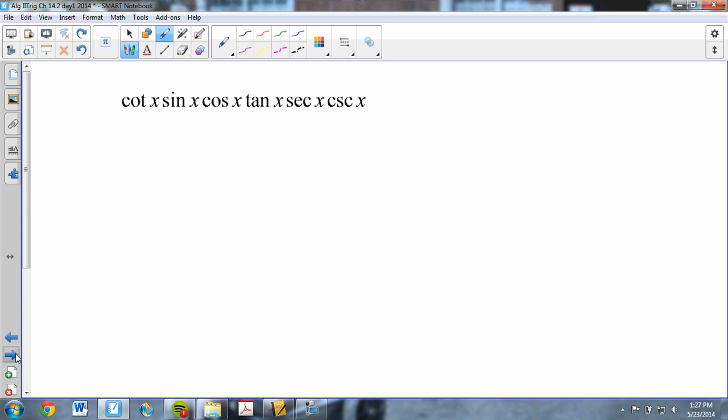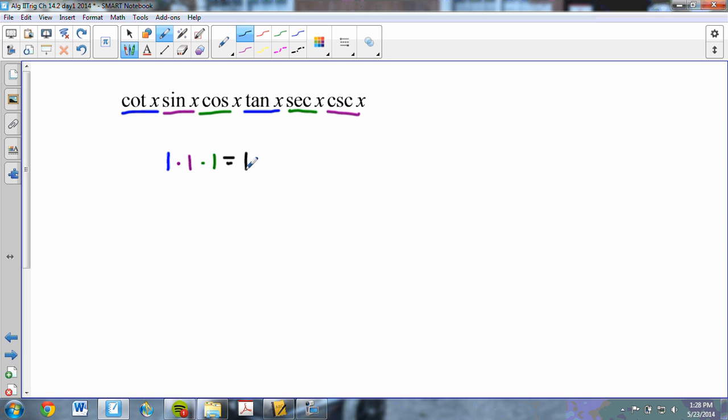This looks miserable. It's really not. It's fun. Cotan x, sin x, cosine x, tan x, secant x, cosecant x. Can't you cancel stuff? Yeah. I don't have to change anything. Cotangent times tangent is 1. Sine times cosecant is 1. Cosine times secant is 1. This just equals 1. Beautiful thing. I'm doing this to show how the reciprocals work. Look for reciprocals being multiplied. Cotangent times tangent is 1.